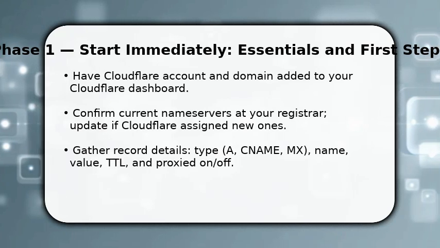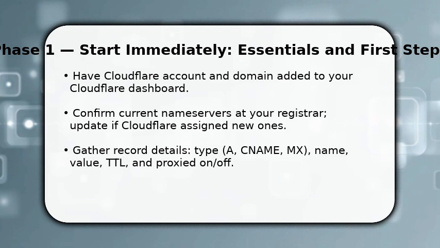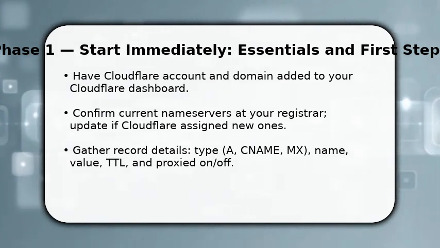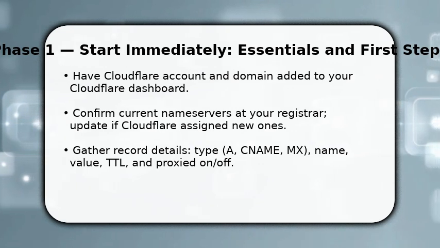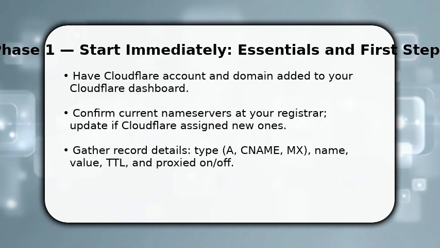You'll start right in the Cloudflare dashboard. Sign in and open the domain. Once there, click the DNS tab and choose Add Record. You add the type first because Cloudflare uses that to validate the value, then enter the name and the value exactly as your provider specifies.